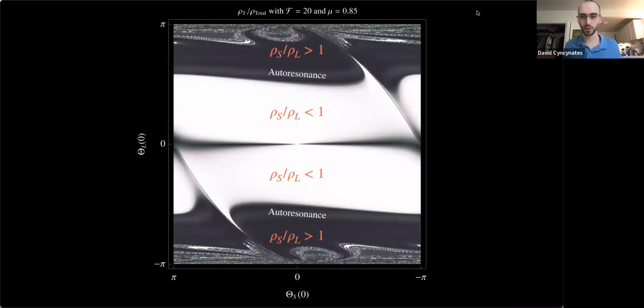And the first place to look when addressing this question is this plot here, which at first glance looks a little bit complicated, but it's actually quite simple. So what we're plotting here is the final energy density ratio of the long to short axions versus the initial misalignment, okay? The short axion and the long axion initial misalignments. Now, the darker regions correspond to the short axion dominating, while the lighter regions correspond to the long axion dominating. Okay, so what's going on here?